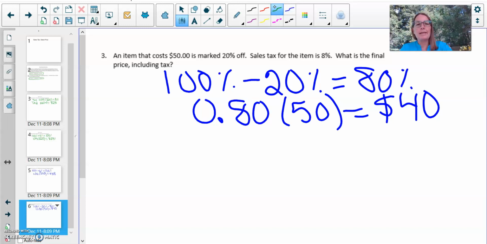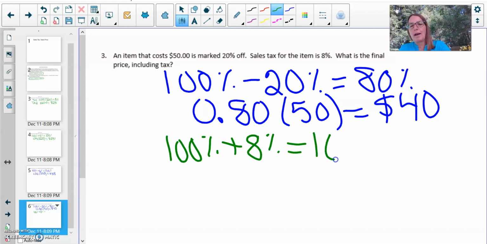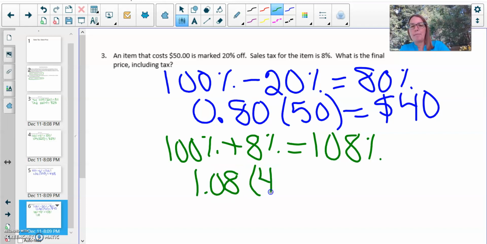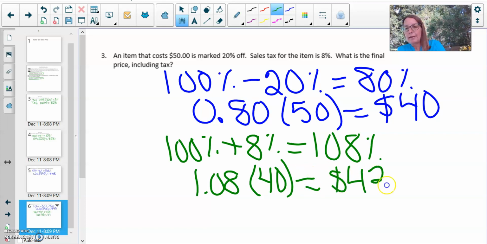Now for the tax, it's a percent increase. So I do 100% plus 8%. So I'm paying 108% of that new price. So I change 108% to a decimal, 1.08. Multiply it by 40. And I get the price including tax ends up being $43.20.